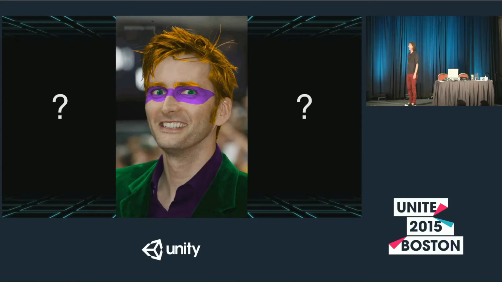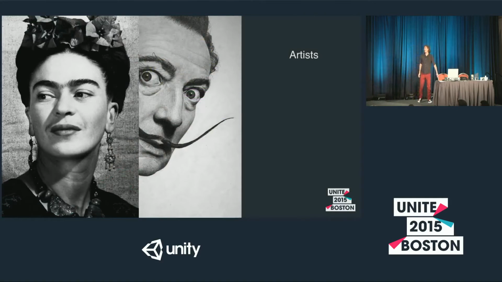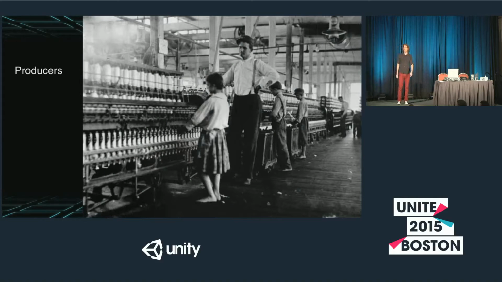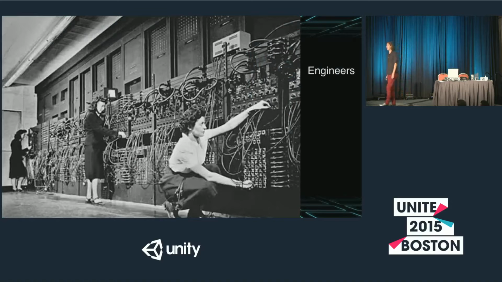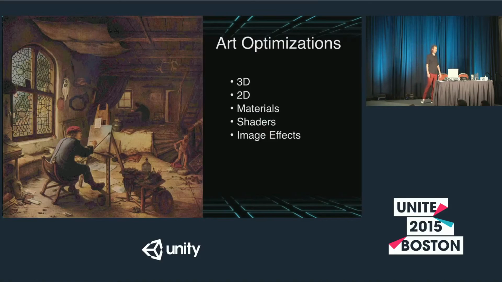So who is this talk for? Riddle me this. This talk is for artists, primarily. It's also for producers, to make sure the artists are doing what they're supposed to be doing. And it's for the engineers, who can know why their artists are so insane, but also be able to talk to the artist. So I'm primarily going to talk about art optimizations. I'm going to focus a lot on 3D, a little bit on 2D, some material shaders and image effects.